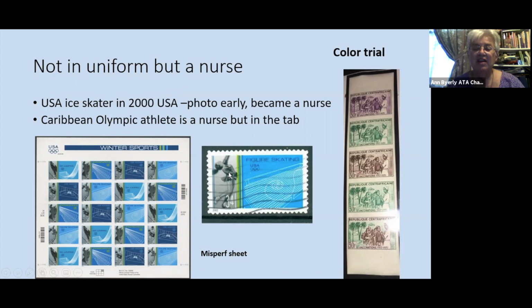This young lady here was 12 years old and practicing for the 2000 Olympics. And this photograph was taken in her trial training session. She actually dropped out of Olympic training and went to school and became a nurse. So she was kind of surprised to find herself on a stamp.